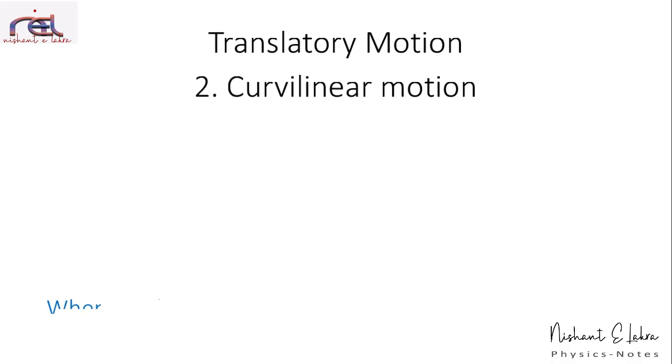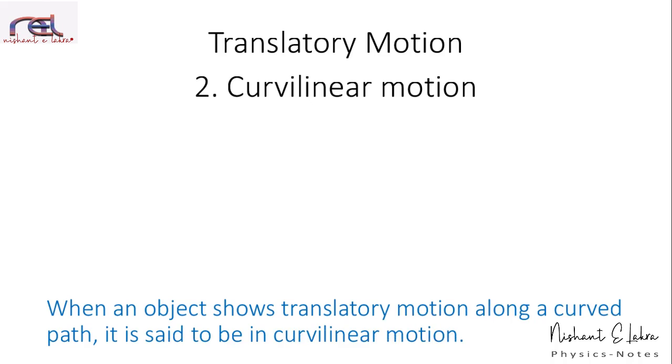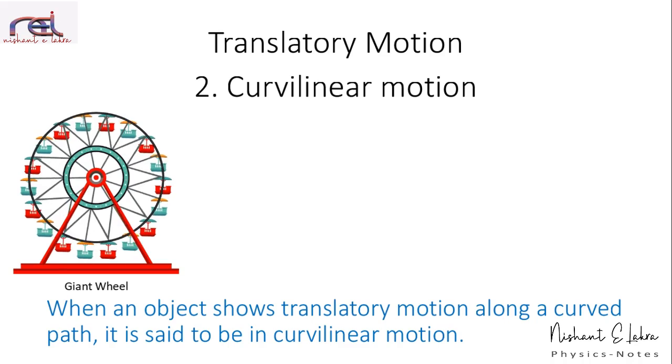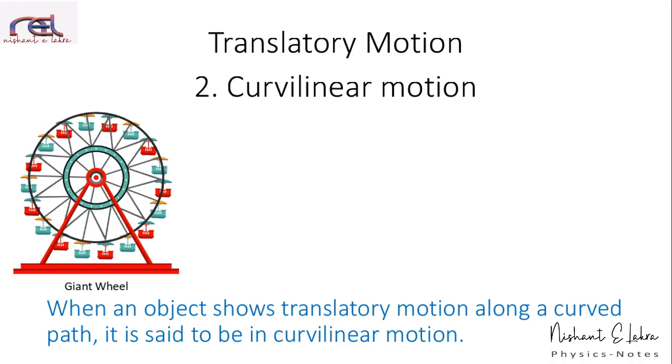Let us understand about the second type of translatory motion, that is curvilinear motion. Now when an object shows translatory motion along a curved path, it is said to be in curvilinear motion. Let's see some examples here. A giant wheel. I hope many of you must have seen a giant wheel. You see that it is moving in a curved path, right?